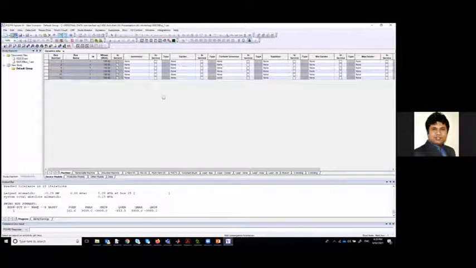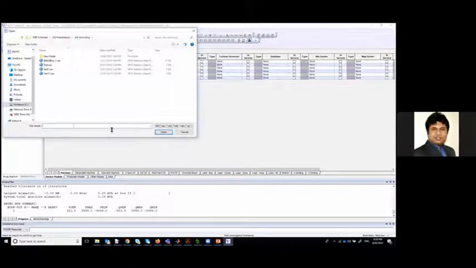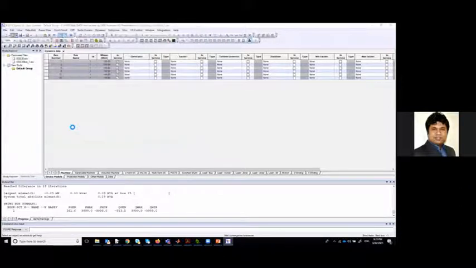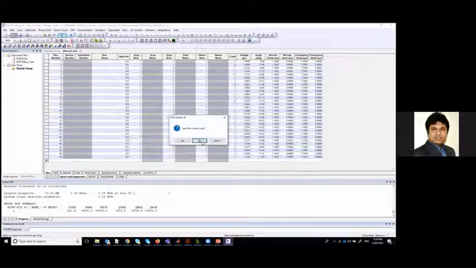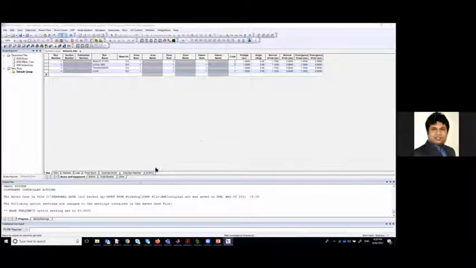Let me open that. I have already sent it to you. If you look at the PSS/E file, you will see SME1 original.sec. That's the file. So it's opening. It's not going to crash. No, I don't want to save.